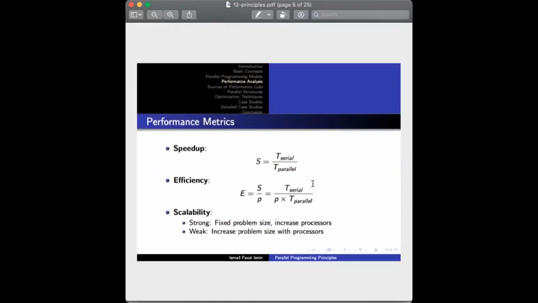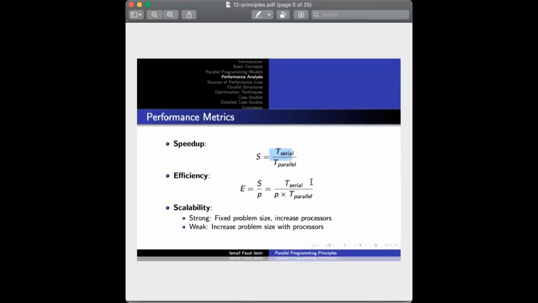Okay, performance metrics. This is the metric that we already mentioned at the beginning. Let's formulate the exact mathematical equations we use to audit our software performance. The first formula is the speedup formula, which is the sequential execution time, T sequential, divided by the parallel execution time, T parallel. So this is how we calculate the speedup.